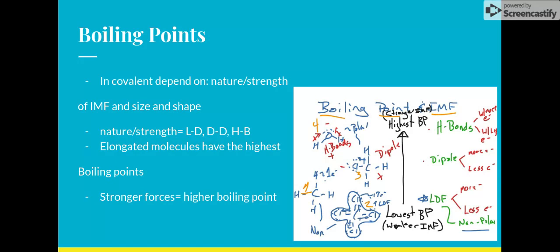In this picture, it has London dispersion forces as the lowest boiling point because they have weaker intermolecular forces. And it goes all the way up to the highest boiling point, which is hydrogen bonding, which has the highest intermolecular forces.